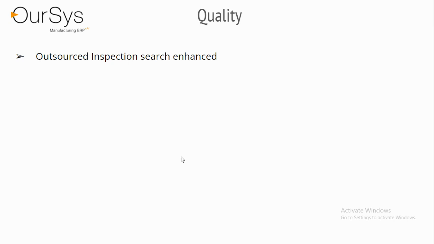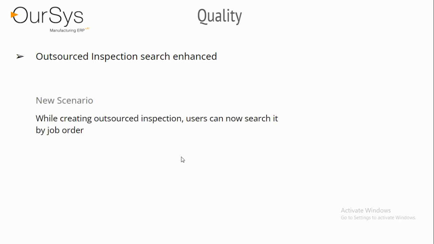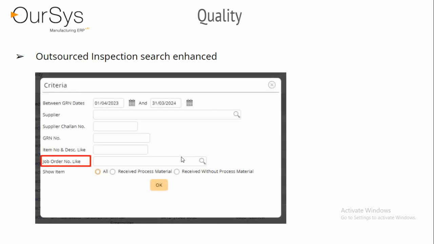Next, in quality, we have enhanced the search for outsource inspection. While creating an outsource inspection, the user can now search by job order as well. Initially, we did not have a provision to search the outsource inspection by job orders, but now you can search your outsource inspection by job order as well.